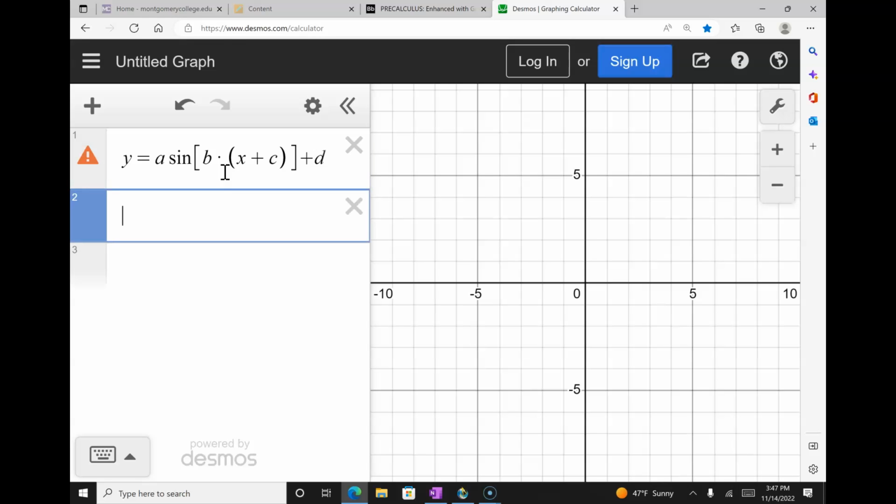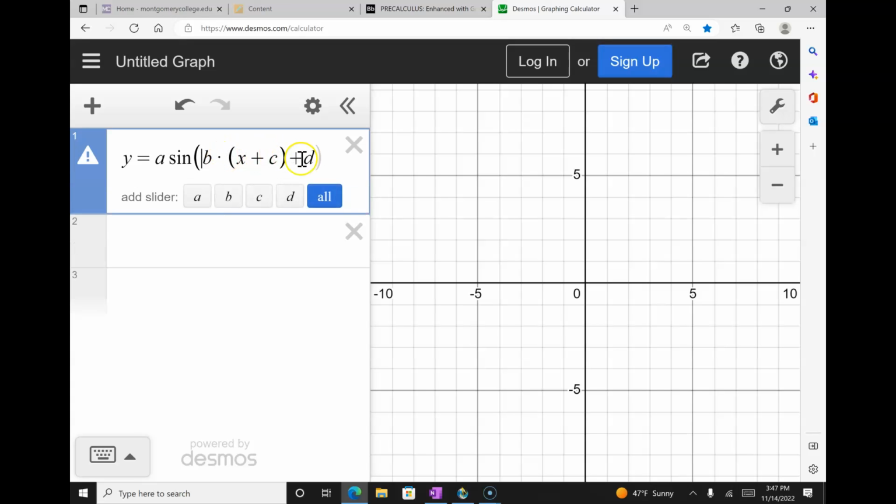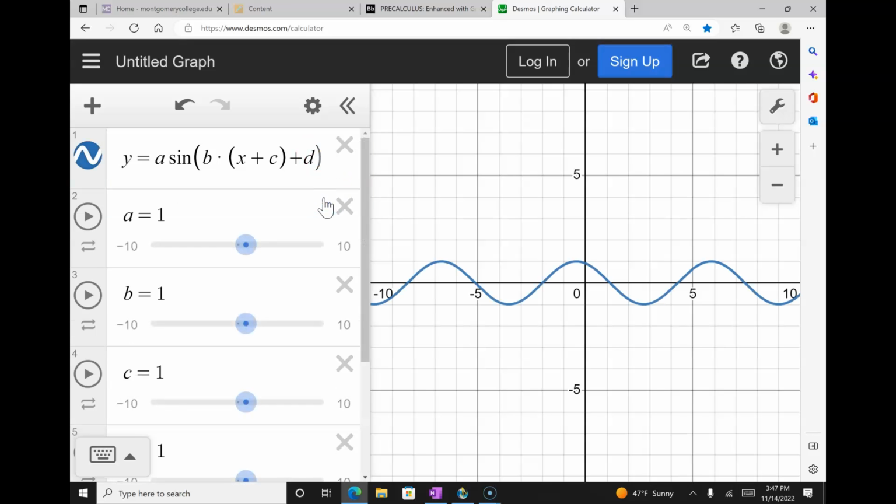It doesn't like my curly brackets, my square brackets. There we go. Tell me when you're there.